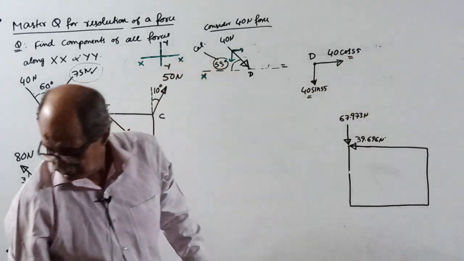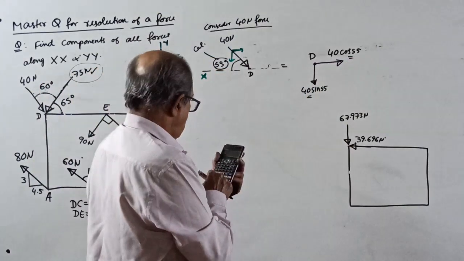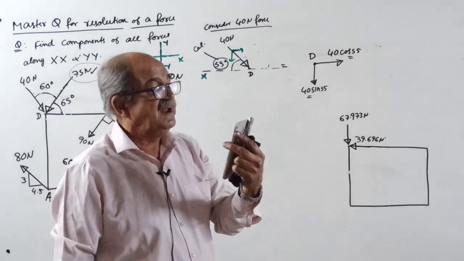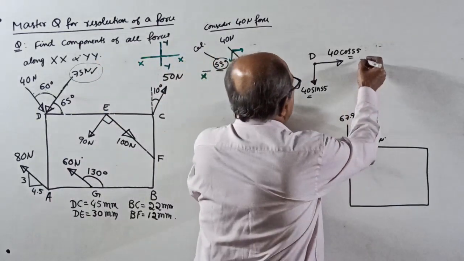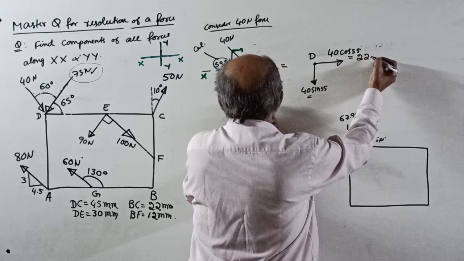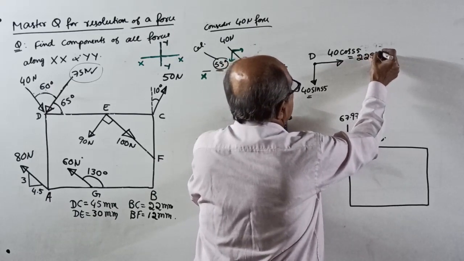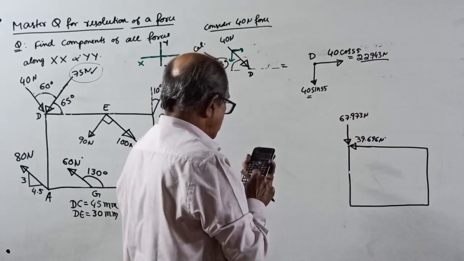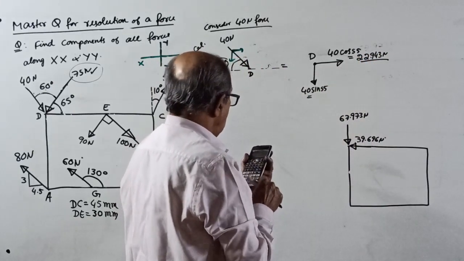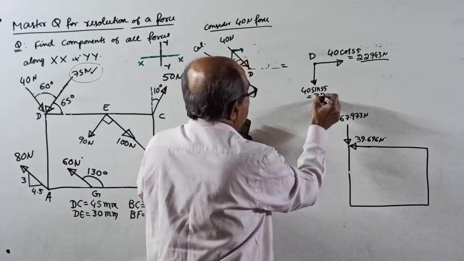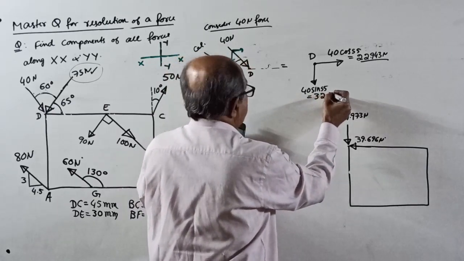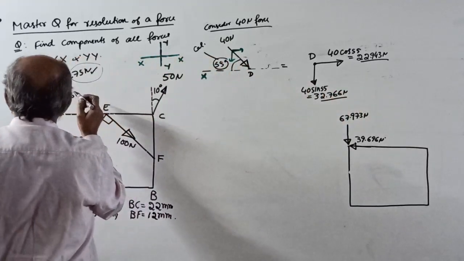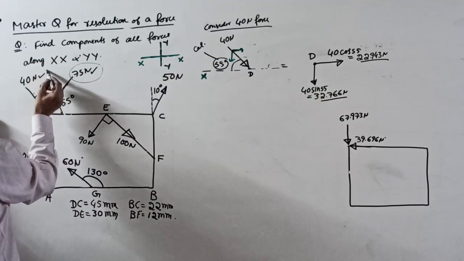I will write the answer now. 40 into cos 55. If by chance some calculator button problem, if I write the wrong answer, don't make an issue. 22.943 Newton. One thing sure, this should be slightly higher. Y means, I know a little mathematical concept also. Sin 55. 32 point, this will tell me the correct answer. 32.766 Newton. Over. This is the resolution. Now, 40 Newton force is over. I will cover this one.